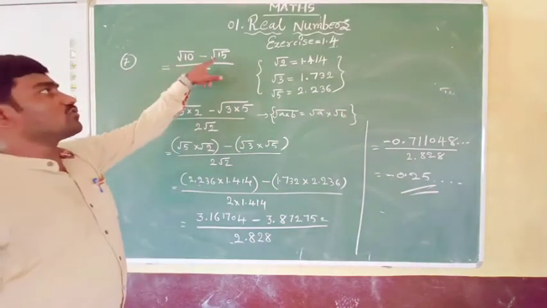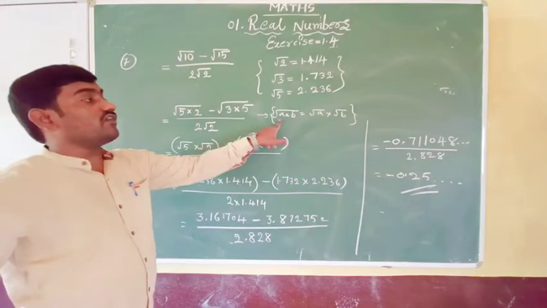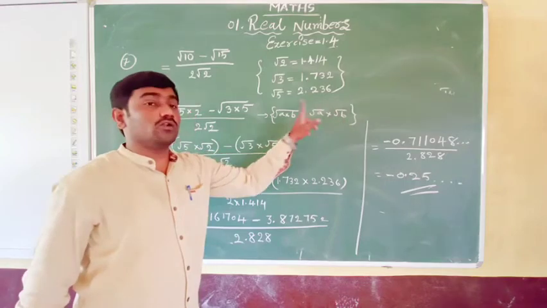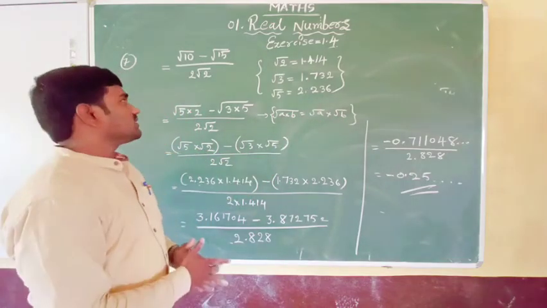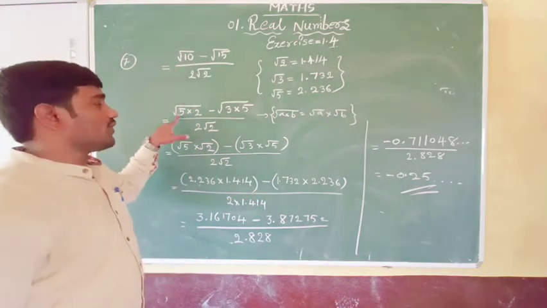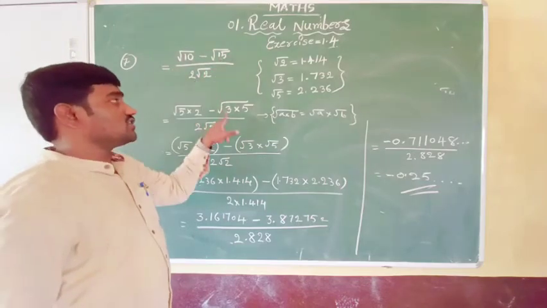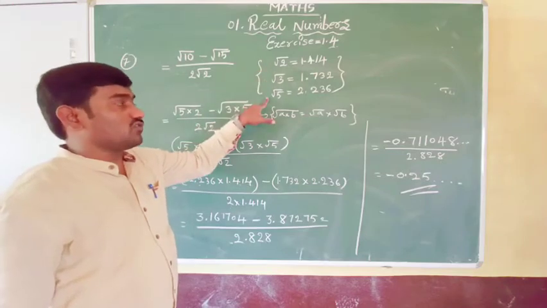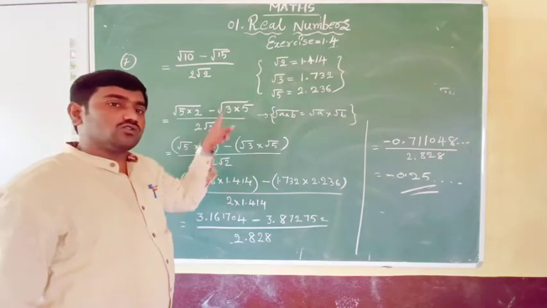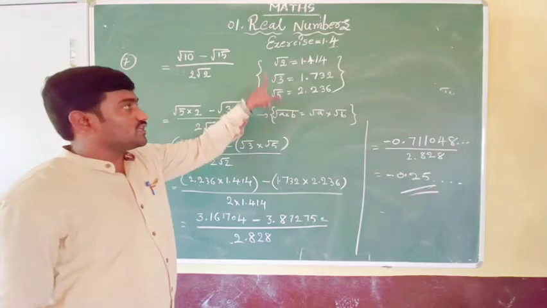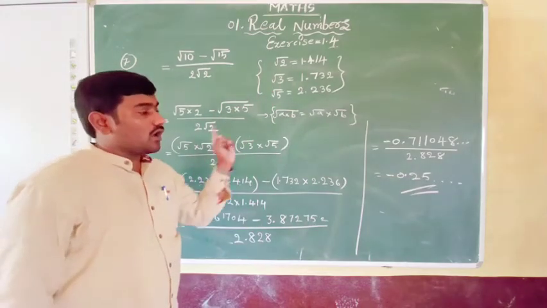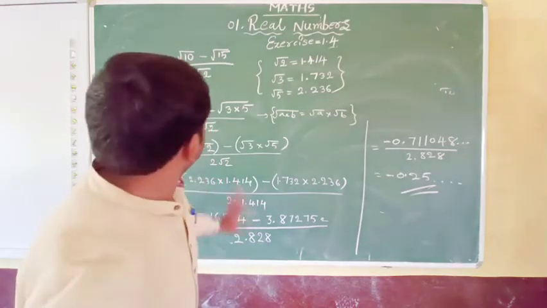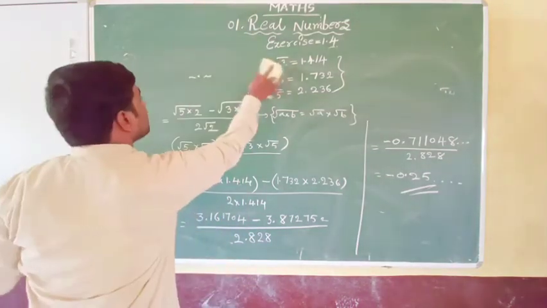Simple. This root 10 and root 15, by using the formula root of a into b equal to root a into root b. By the same concept, root 10 I have written as root 5 into root 2, and root 15 I changed as root 3 into root 5, because we have only root 2, root 3, root 5 values. Only these values we need to substitute and get the answer. I substituted these values in the given problem and got the answer as minus 0.25. So that is the final answer. This is enough. Now this is the 7th answer.